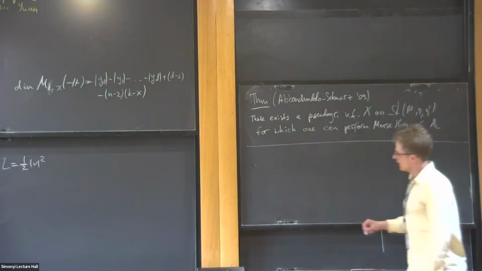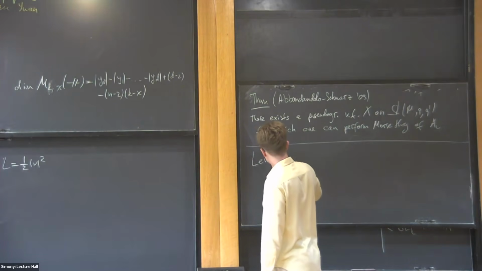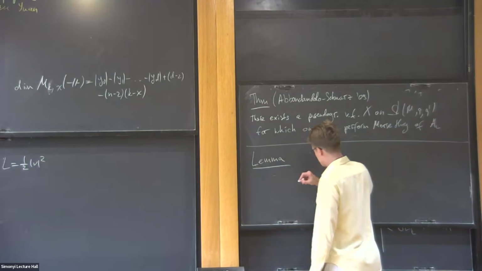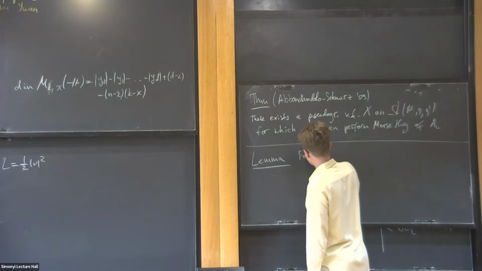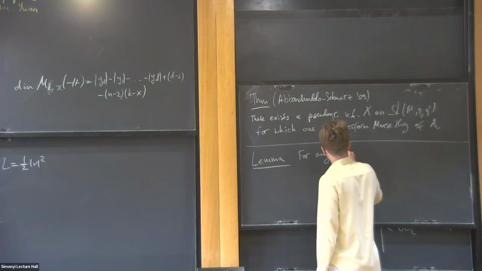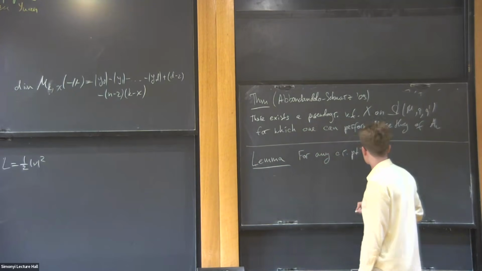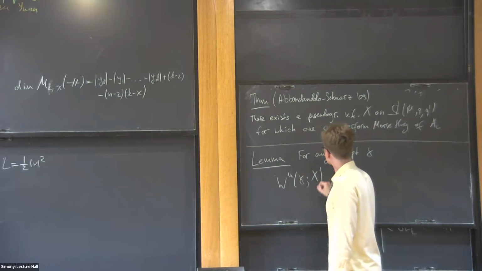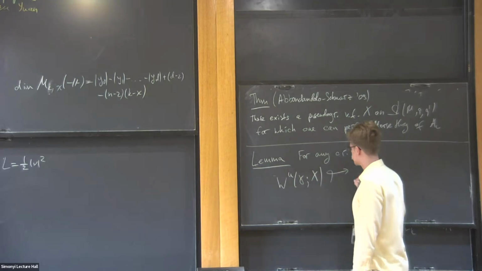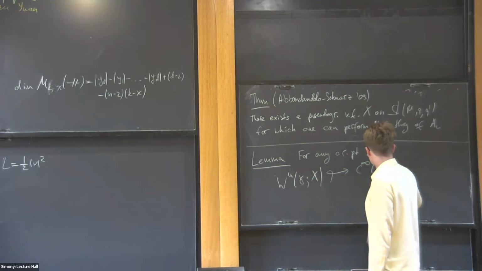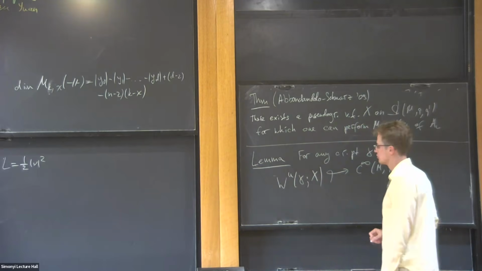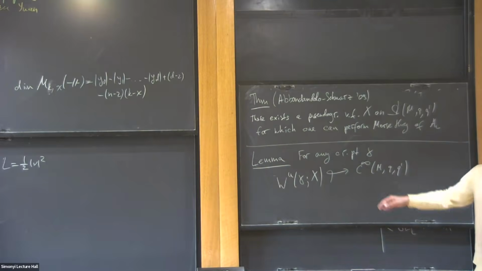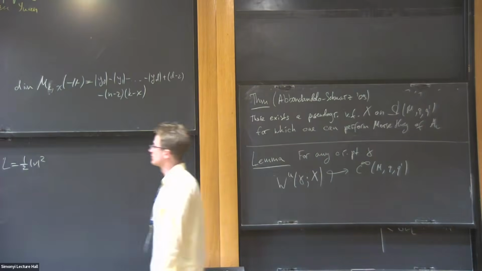And additionally, we have the following lemma that will be important. So for any critical point gamma, the unstable manifold of gamma with respect to such X actually sits inside of smooth paths connecting Q to Q prime. So this is sort of elliptic regularity for the Morse theory statement.